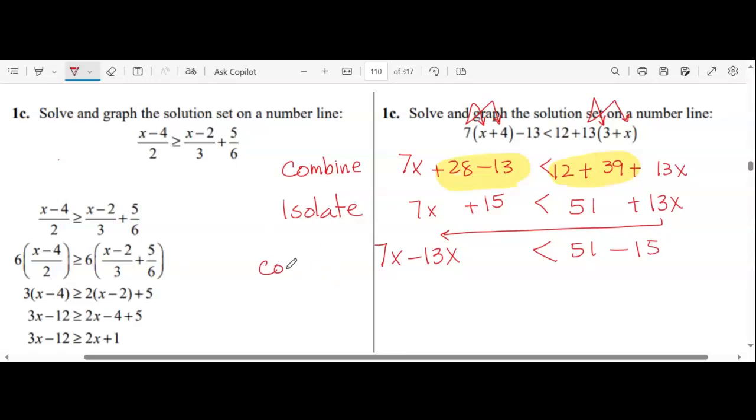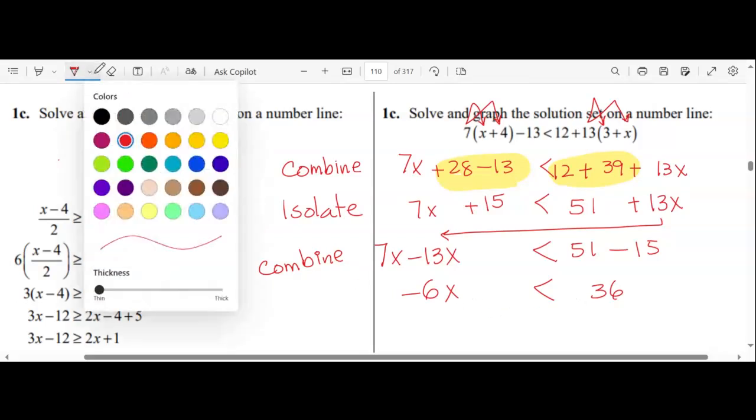Now what's the next step? What do we do? Combine. Take away 7 from 13. What do you get? Minus 6x, correct. And take away 15 from 51. 36. Positive or negative? Positive.